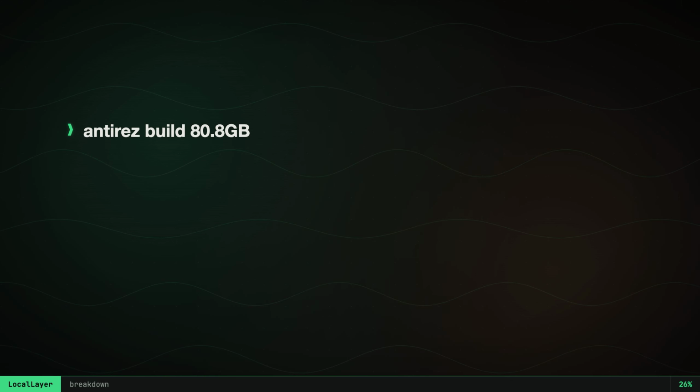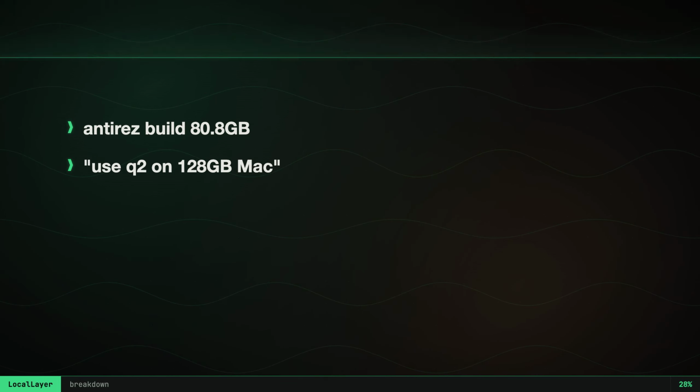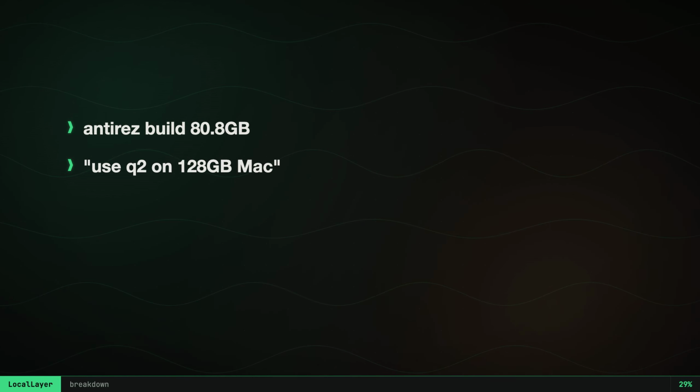A second independent build from antirez weighs in even smaller at 80.8 GB, and its model card says plainly, use Q2 on 128 GB Mac machines. The logic holds. Routed experts make up most of the parameter count, but each one only handles a fraction of tokens, so quantizing them hardest costs the least average quality.